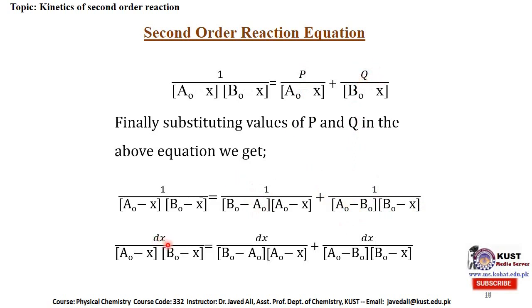Now multiply both sides with dx. So the equation will become dx divided by (a₀ − x)(b₀ − x) is equal to dx divided by (b₀ − a₀)(a₀ − x), plus dx divided by (a₀ − b₀)(b₀ − x).